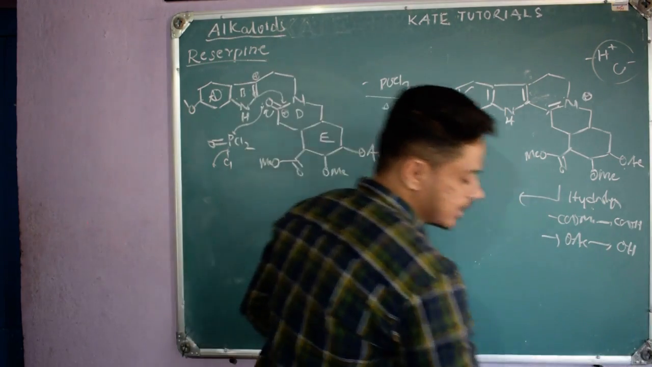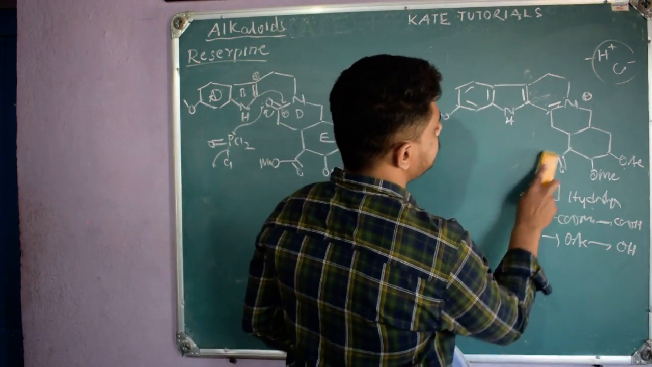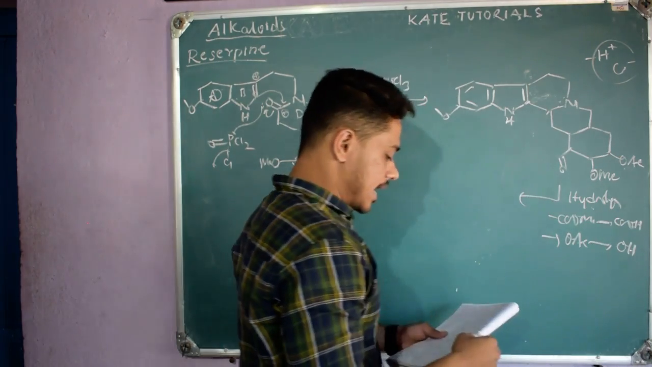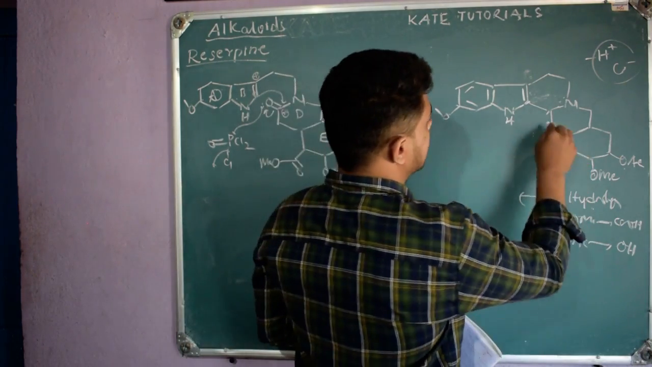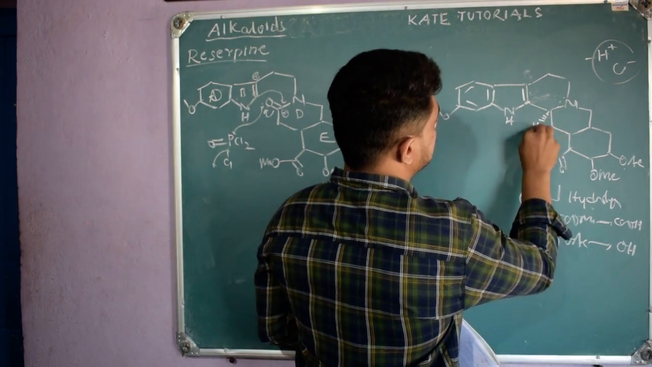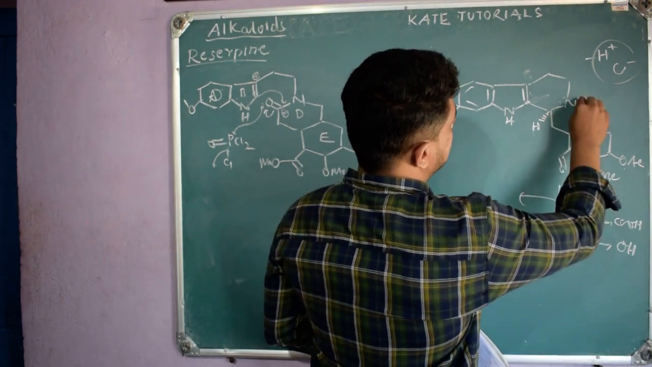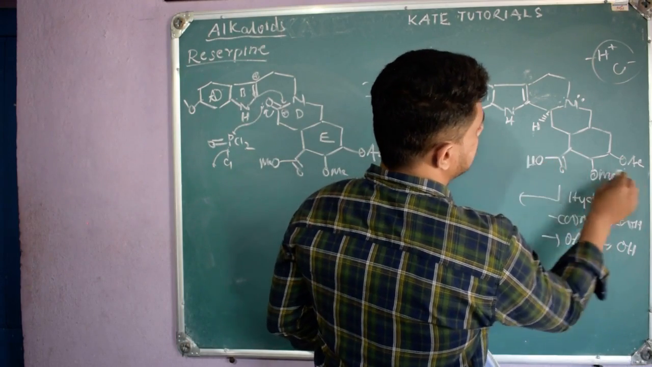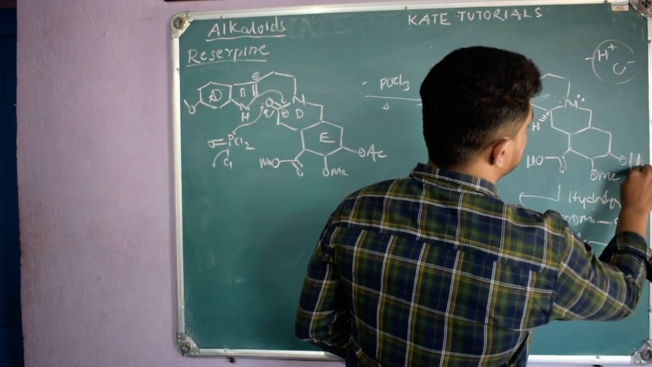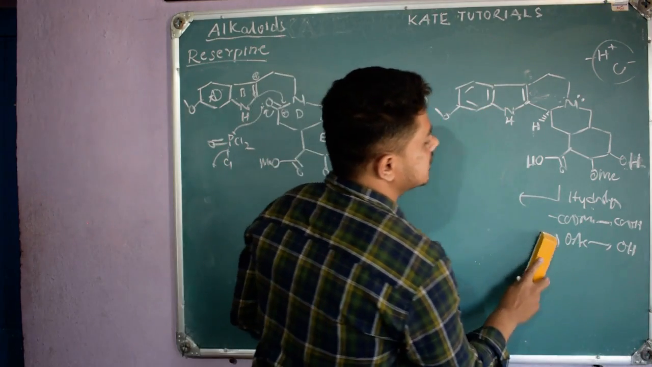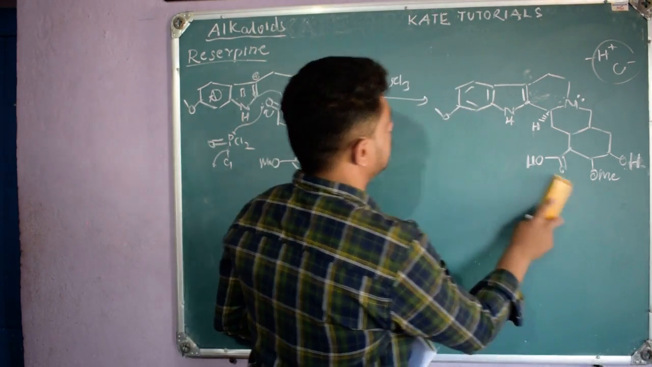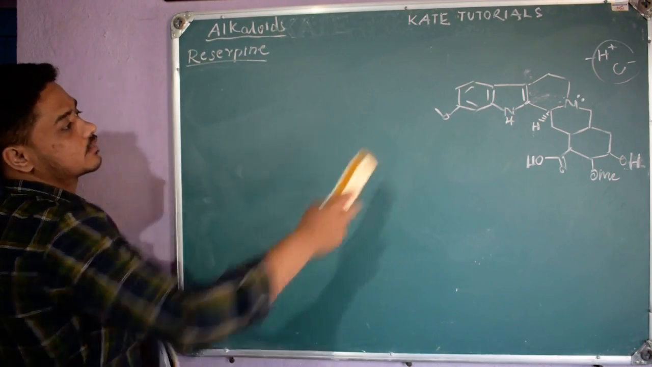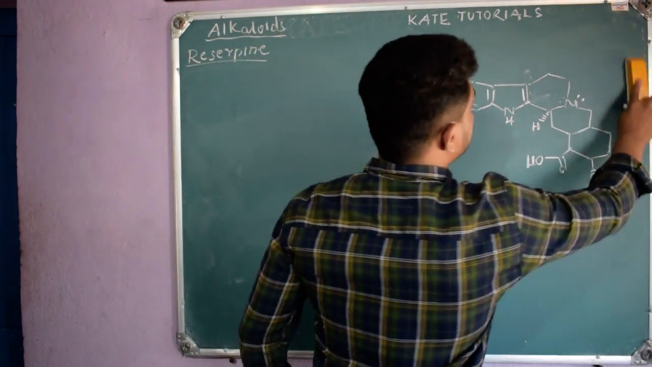Can I write it here only? I will remove this, and here they will add the reducing agent and heating condition, and the hydrogens come like this, and this nitrogen gets its lone pair back, and here we will get COOH, and here we will get OH, right? After all this hydrolysis and heating condition, we got this product, right? So this is the product we got, right?